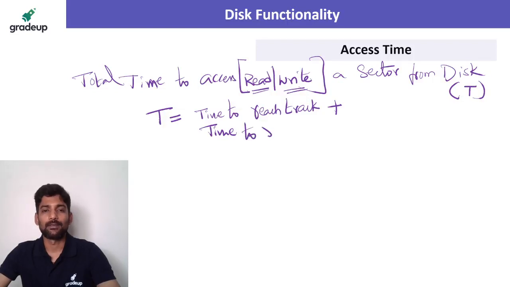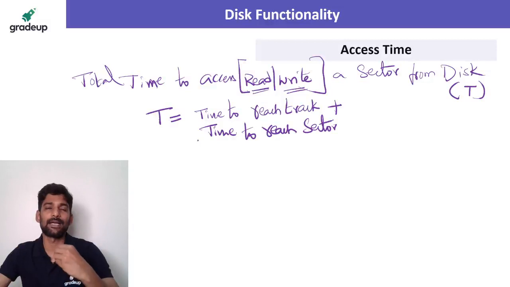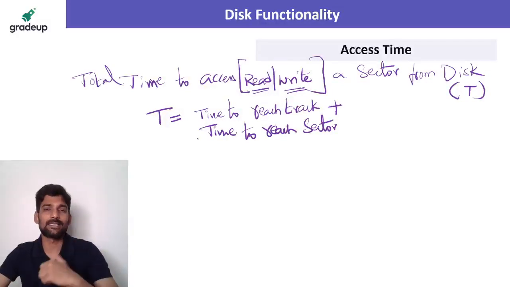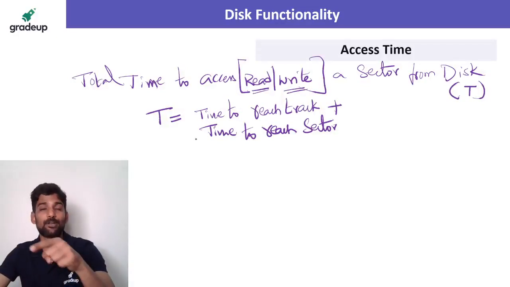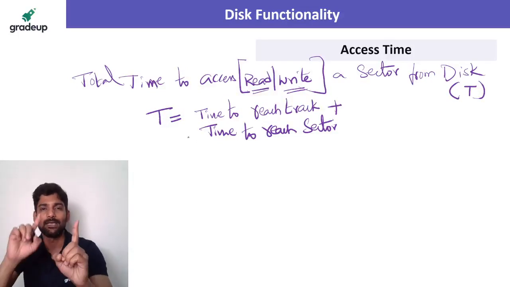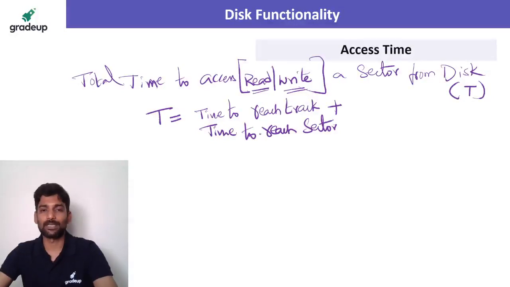Then your head should reach that particular sector in the track, because one track will have many sectors. Currently the head may be at the 20th sector, but you want, let us say, the 67th sector. So the head should move again. Here the head will not move. For reaching the sector, the disk will rotate, isn't it? So for reaching the sector, rotation is required.